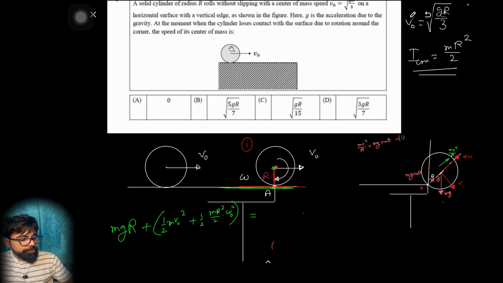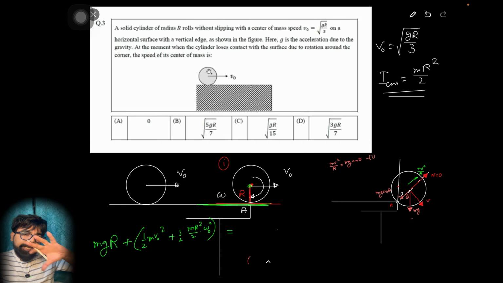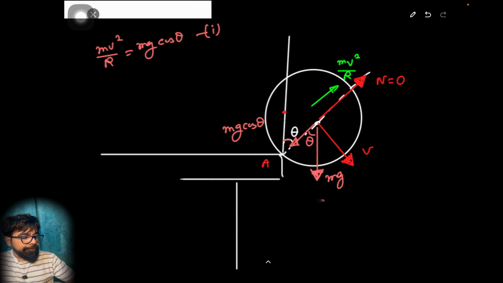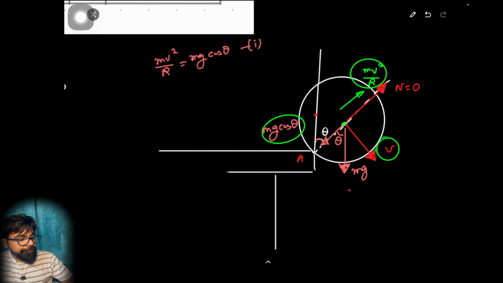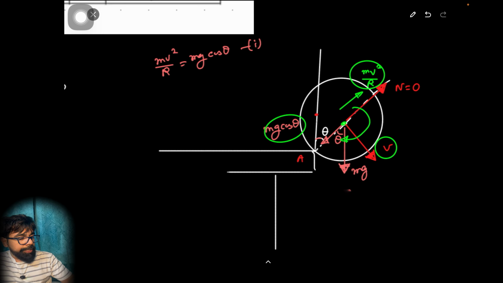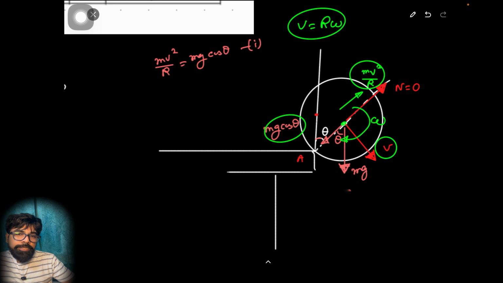Now when it is getting rolled over and on the verge of losing contact, at that point mv square by r and mg cos theta must be equal, right? At this point, where it is on the verge of losing contact, I'll assume that the center of mass has rotated by an angle theta and its velocity is v, and also the body is rolling, so I'll take the angular velocity at the final position at the point A as omega. Now v equal to r omega is still valid because at point A the body is still rolling.